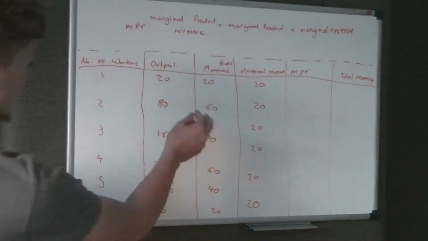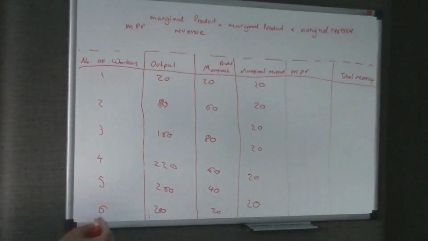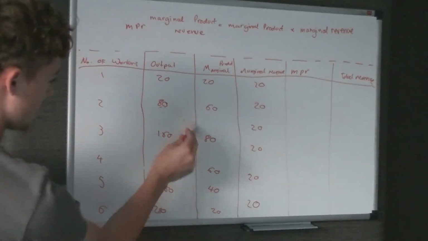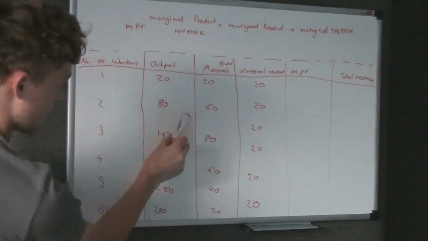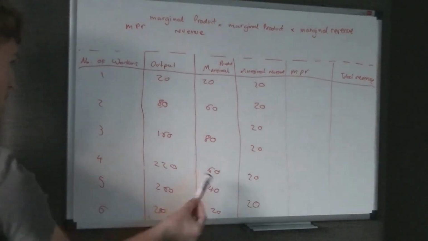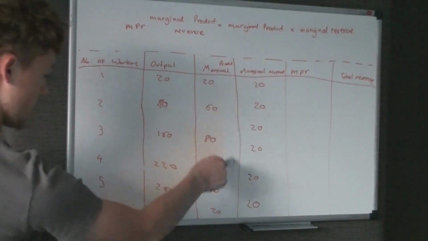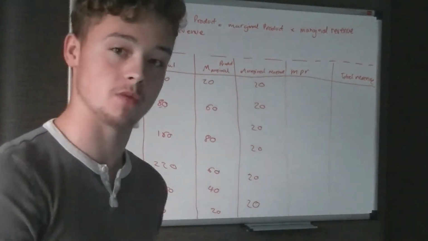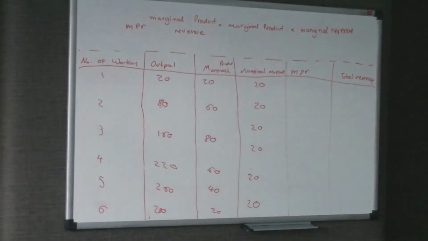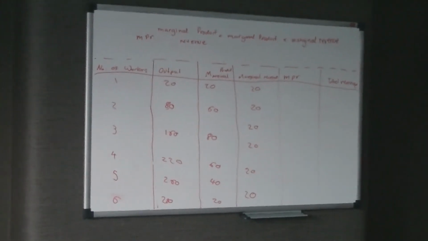So the total output is increasing all the time, but the amount it's increasing by initially increases, and then as we get to 3 workers, it's still increasing the output, but because it's increasing at a slower rate, the marginal product actually decreases, and that's because of the law of diminishing returns. So at 3 workers, they're starting to get in each other's way. So when we add the 4th worker, they start actually slowing down that increase. Hopefully that makes some kind of sense.